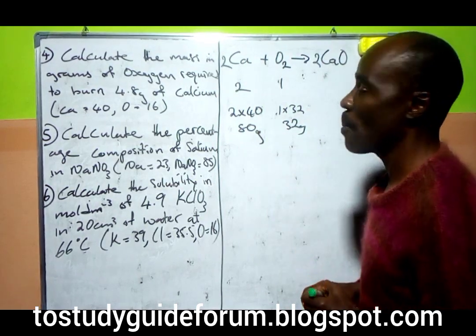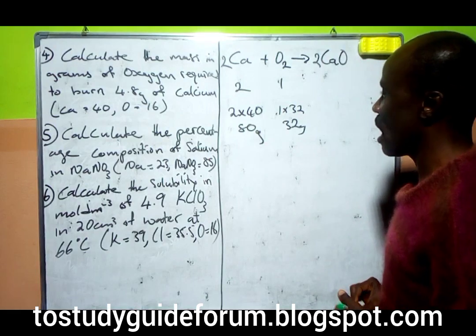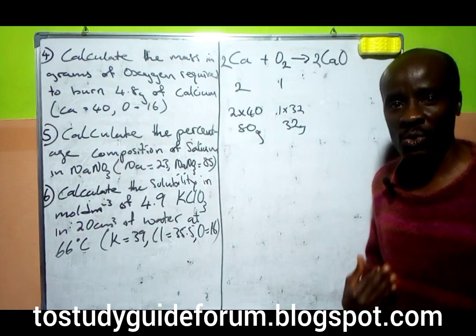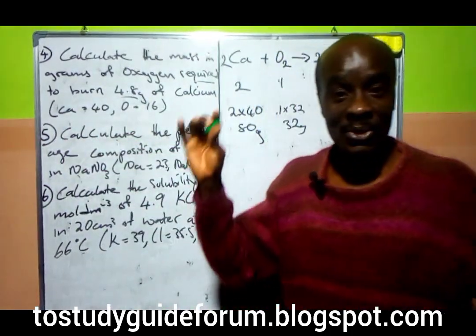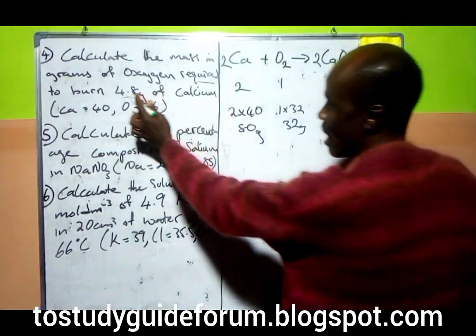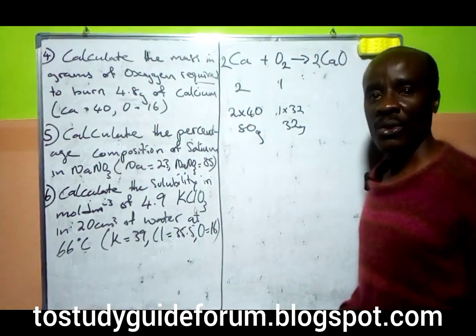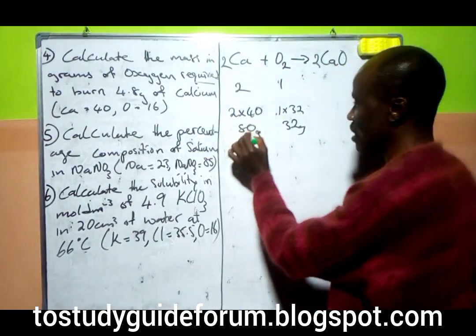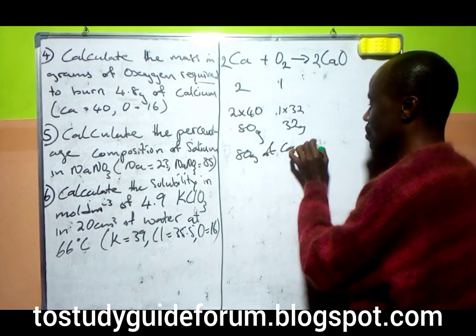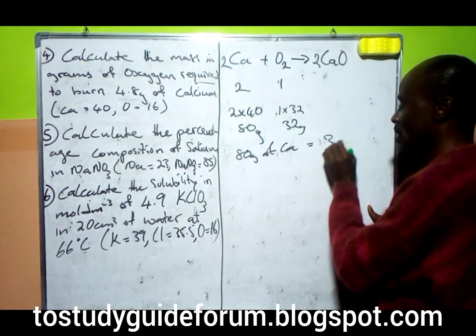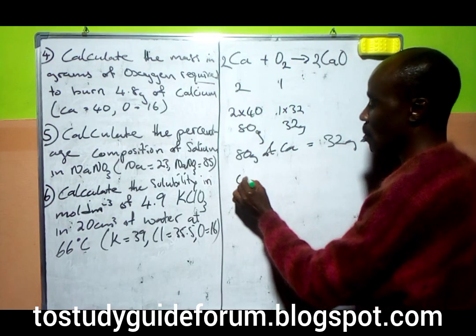That is what we have from the balanced chemical equation. According to this equation, that is what we have. Now we are going back to what we are required to find out. You understand? That is one of the ways to solve the problem. Now, we require what is needed for this to be burned completely. So if 80 grams of calcium will require 32 grams of oxygen, then what will this one be?